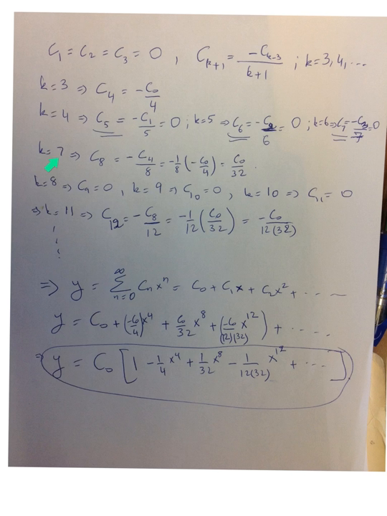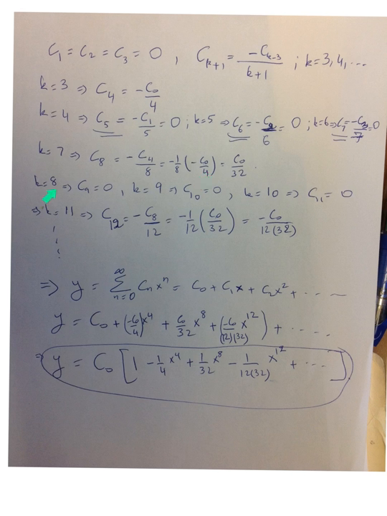Now when k is equal to 7, I get c8. So c8, pay attention here, k plus 1, c8. So k is equal to 7, 7 minus 3, which is 4, so minus c4 over 7 plus 1, which is 8. So which is minus 1 over 8 times c4. What is c4? It is minus c0 over 4. So this is c0 over 32.